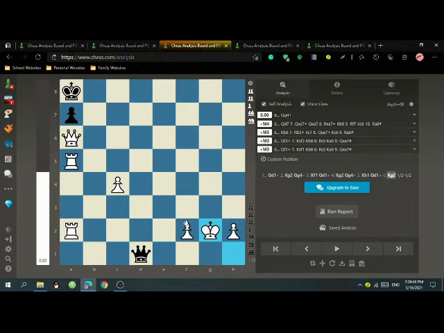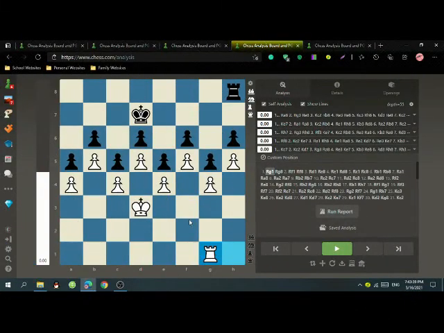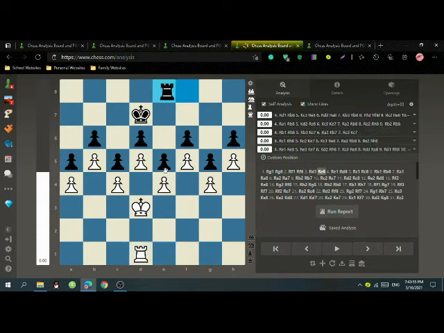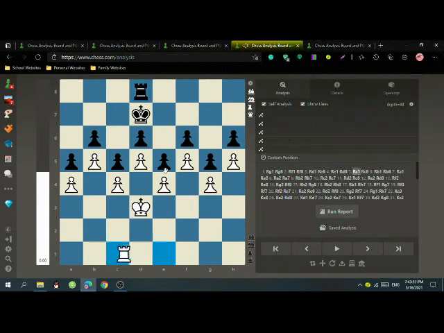Now I will be showing you about the 50-move rule. The 50-move rule is when neither side moves a pawn or captures in 50 moves. Let me show you an example. Apologies for the waiting.